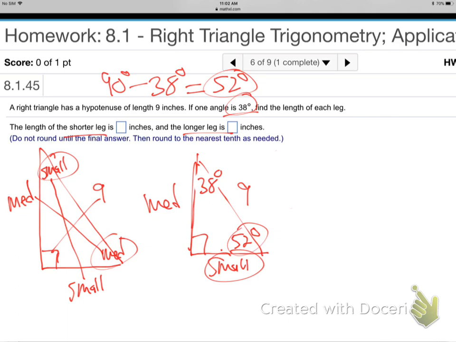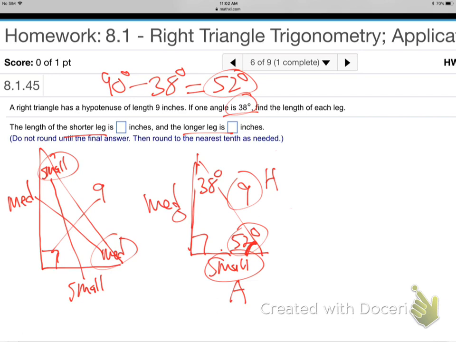The small side. And should I use the medium side? No, because I don't want two unknowns. You need to have only one unknown, so I better use the 9. So if I use the 52, the small, and the 9, the only unknown will be the small. Just one unknown at a time, right? So that is from the 52's perspective. And again, I could have done the 38. It doesn't matter. But I chose the 52. From the 52's perspective, this is the what side? Adjacent, because it's next to it. This is the hypotenuse, and this is the opposite side.